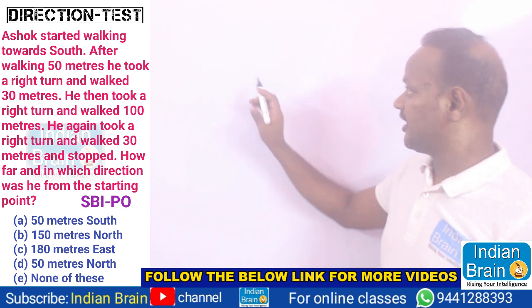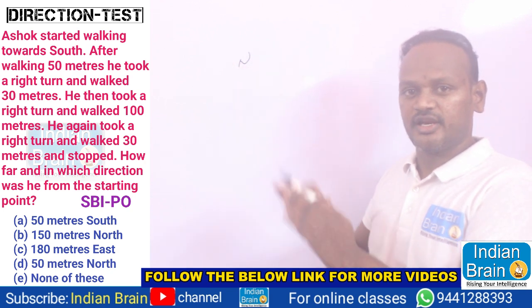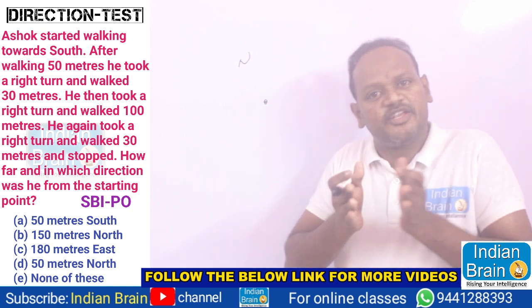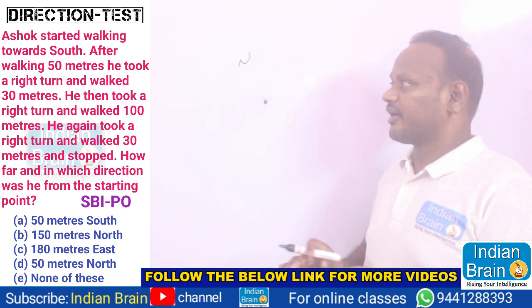Always we need to consider the upside can be what? North. South can be downside. That's why I need to put one particular point. From this point I need to start my journey. Yes. Ashok started walking towards south.